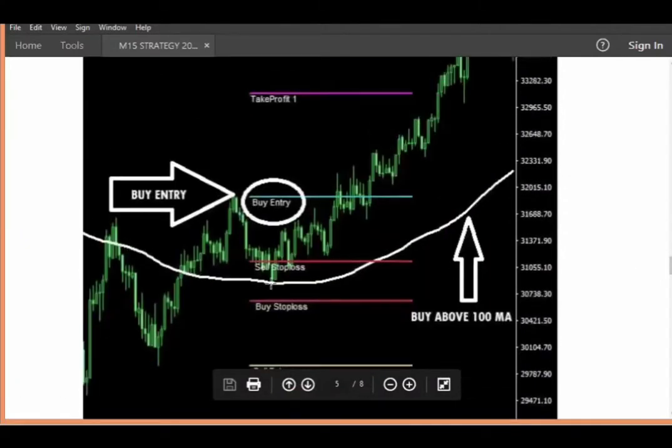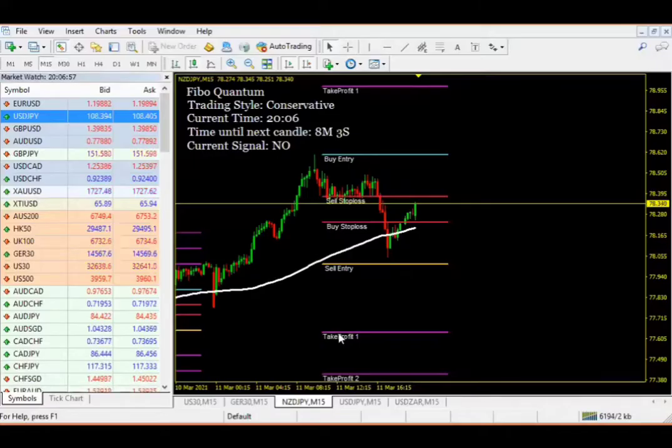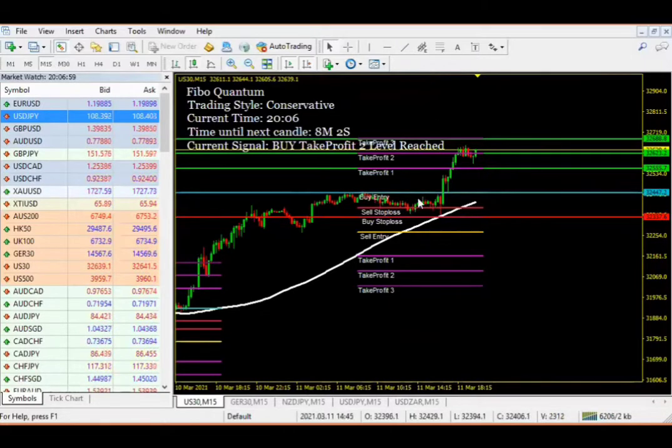The price must be above this white line here. It's called the 100-period moving average. And then the buy price level must be reached. So this is what a buy trade looks like. This is what a buy trade looks like. And let me just jump to the charts real quick.